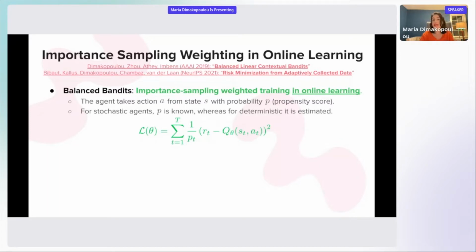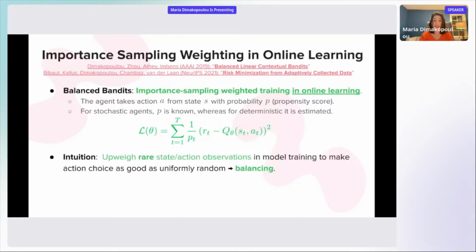So the focus of our AAAI 2019 paper with Zhengyuan Zhu, Susan Athey, and Guido Imbens from Stanford was to address these challenges in the online contextual bandit setting. We propose replacing the regular model training that lies at the heart of every contextual bandit agent with importance sampling weighted training. The agent takes an action A from state S with some probability P. This probability P is called the propensity score. For stochastic agents such as epsilon greedy and Thompson sampling, this propensity score is known at each step. And for deterministic ones, it can be estimated from state-action data.